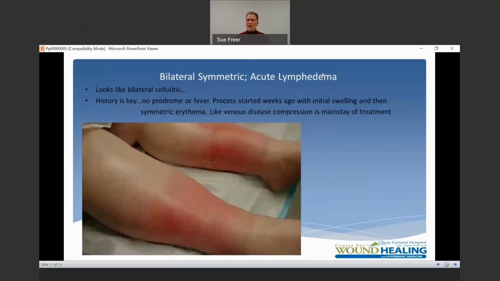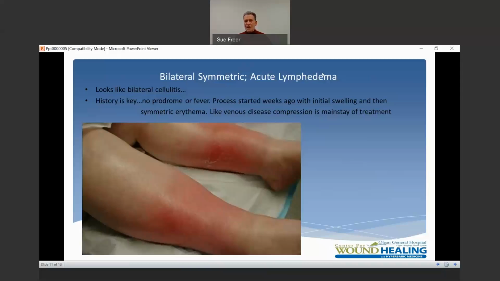Another patient that can be easily confused with a bilateral cellulitis. This patient came to us with an acute exacerbation of her lymphedema. The history here is key. There's no prodrome, there's no fever. If you happen to get labs on this patient, the white count's going to be normal and the differential's probably going to be normal. Again, the history tells us that this process started weeks ago with initial swelling and then became even more swollen with symmetric erythema.